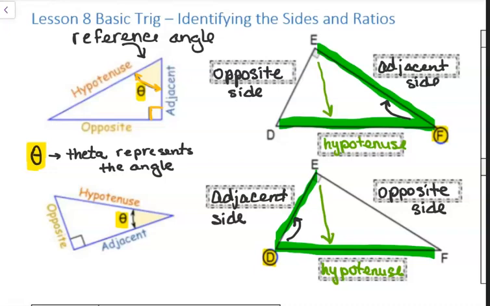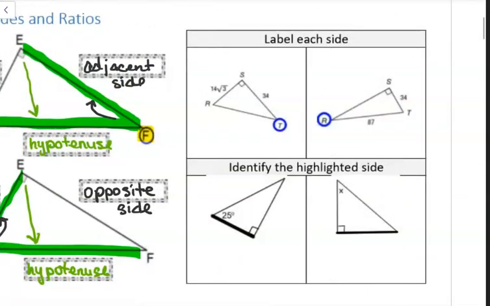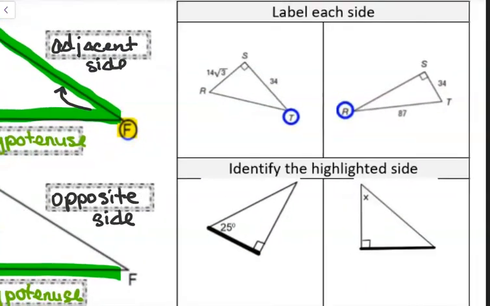Okay, so let's identify those pieces in different triangles. Let's look at these four examples. I've identified the reference angle in the top two by circling the letter. So if I were to highlight the sides of my reference angle, that would leave this to be my opposite side. Straight across from my right angle would be the hypotenuse. And then the other side of my angle is the adjacent.